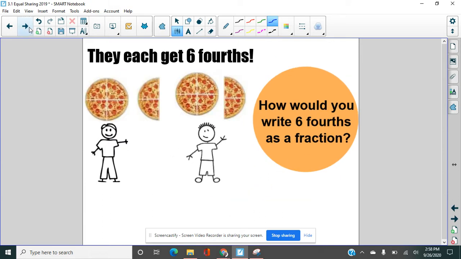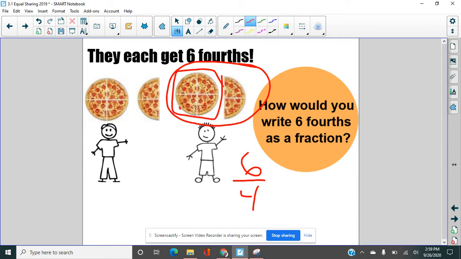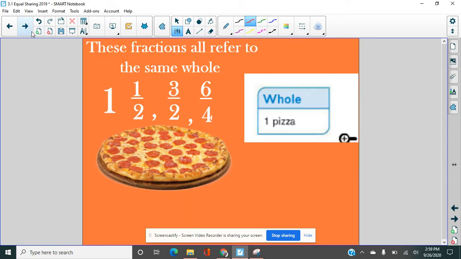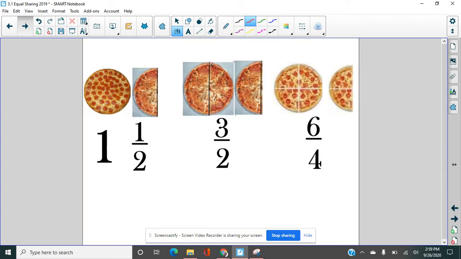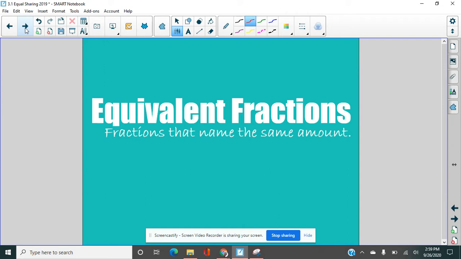We could have also divided each of these pizzas into fourths, and then each brother would get this much. So how would we write 6/4 as a fraction? What would we write? Okay, we would write 6 on top, 1, 2, 3, 4, 5, 6. And then on the bottom, how many pieces are in one pizza? Four. 6/4, like that. All right, we can name these all as equivalent fractions, right? These are all the same amount. This and this and this are all equal. We call them equivalent fractions. See, it's the exact same amount of pizza. Equivalent fractions name the same amount.